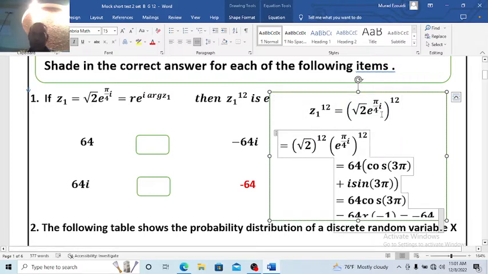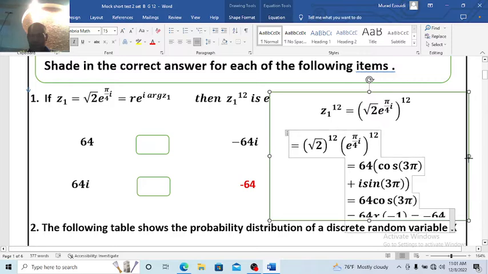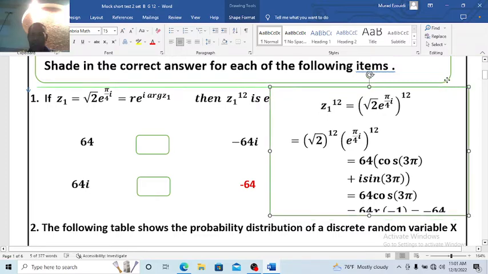Okay, so which is equal. I'll extend this. Okay, no problem. I'll put it like that. By the way, so the correct answer, learners, is negative 64. Okay.